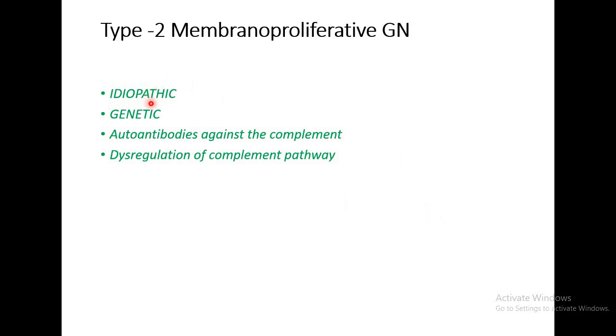And type 2 etiology, in the majority of the cases, is idiopathic, and a few of the cases may be genetic. Because of the mutation, there is complement dysregulation here, and in these genetic disorders there will be autoantibodies against the complement itself, and there will be dysregulation of the complement pathway in type 2 membranoproliferative glomerulonephritis.